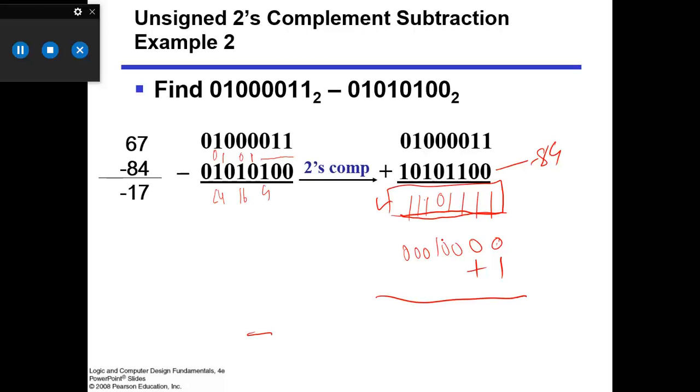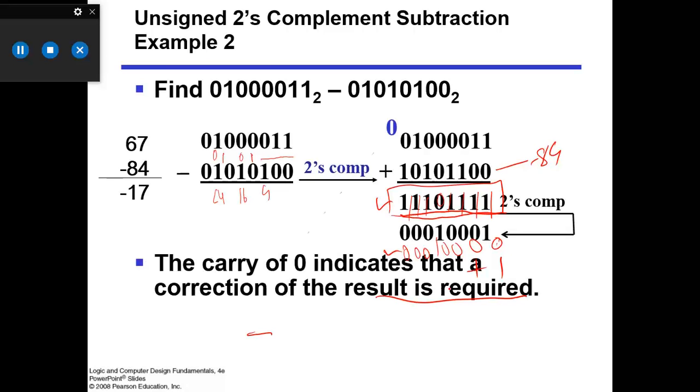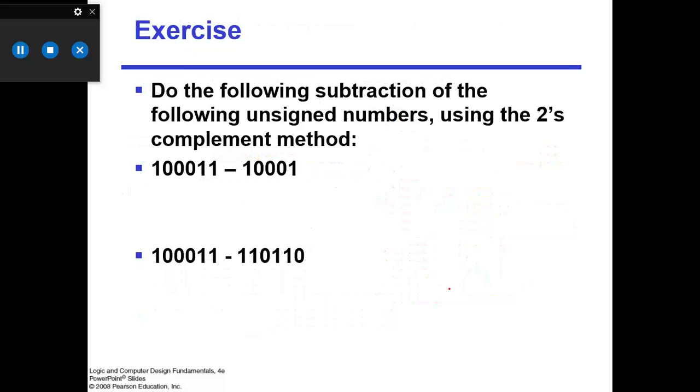Let's say 67 minus 84. Now 67 is the smaller number and 84 is the bigger number, so the answer is going to be different, and no end carry is going to be generated. No end carry is generated, so there is a problem. We need to correct this result by taking the 1's complement and then adding 1 to it, the 2's complement. The final answer will have a negative sign associated with it. So this is our final answer, minus 17.